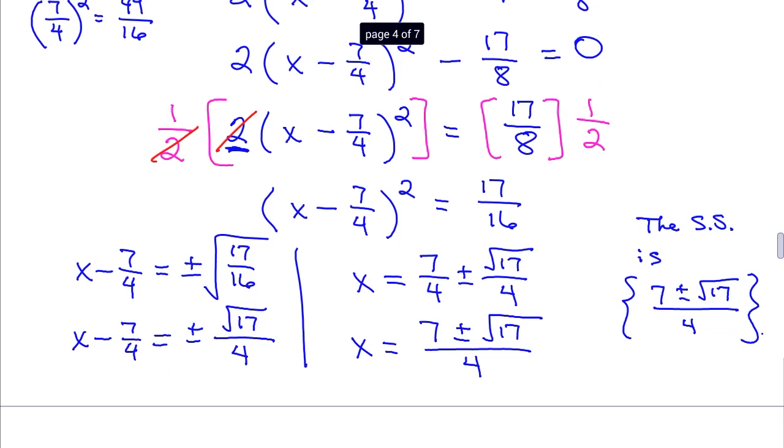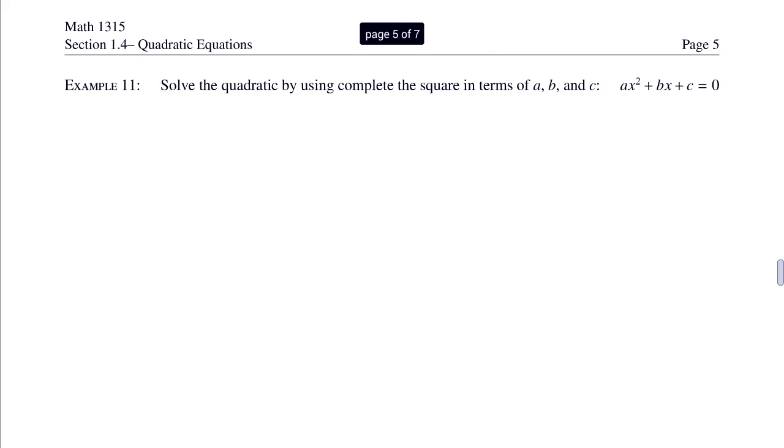Let's look at example 11. Solve the quadratic by using complete the square in terms of a, b, and c. And it's the general quadratic ax squared plus bx plus c equals 0. Since it's in terms of a, b, and c, the answer will have a, b, and c in it as well. So we start with the equation. We follow the same steps as usual, just using letters instead of some numbers.